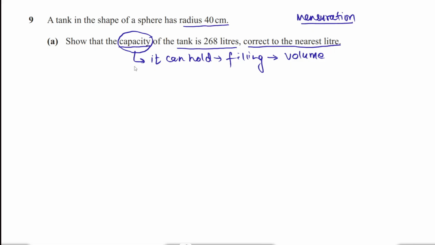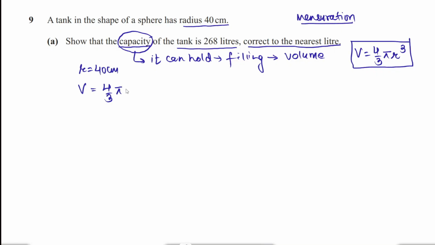So here we have a sphere, and the volume of a sphere is given in the formula sheet. If you remember the formula on your own, you will not be dependent on the formula sheet. The volume of a full sphere is 4 by 3 pi r cubed. First of all, we need to find the volume, then we'll convert the volume into liters. So r is equal to 40 centimeters, and the volume is 4 by 3 pi r cubed, with r as 40 raised to the power 3. Let us bring the calculator now.